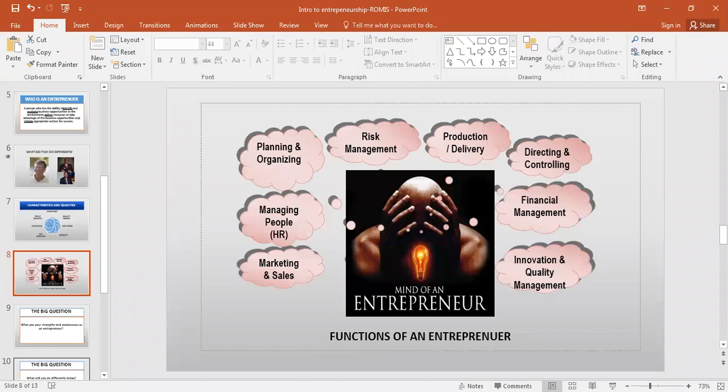What do they do? What are their roles? What are their daily engagements? What are their daily activities? You know, there are so many lines of activities that an entrepreneur is engaged in on a daily basis. And one of it is what? Marketing and sales, managing people, organizing, planning, risk management, production delivery, directing, controlling, financial management, innovation, quality management. There are so many vital activities that an entrepreneur is engaged in on a daily basis.